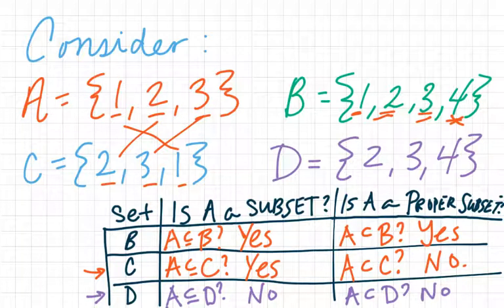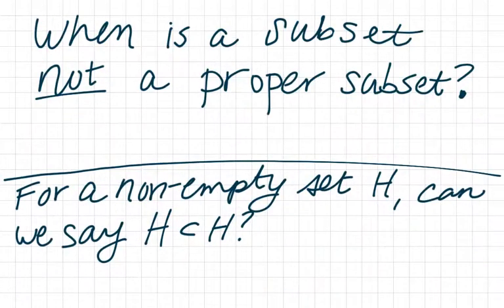Looking here, we can say that there are kind of 3 different types of cases. You can have a subset that is also a proper subset. You can have a subset that is not a proper subset. And the last case is if something is not a subset of another set, then it cannot be a proper subset. So when is a subset not a proper subset? That is when the sets are equal.